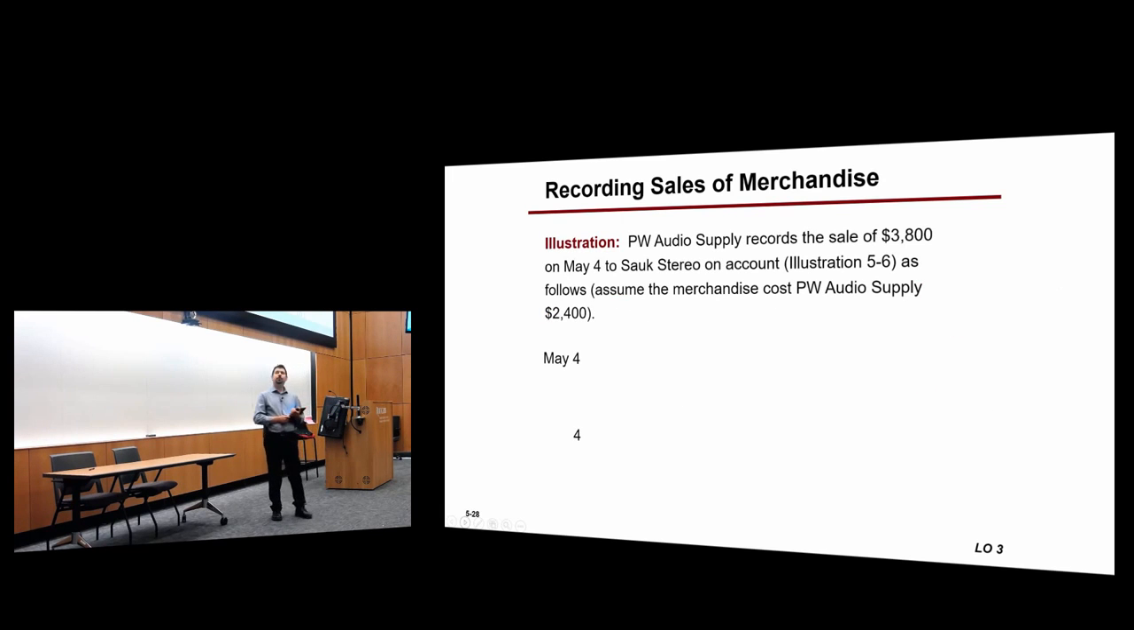Let's look at the example that we had here. So PW Supply records the sale of $3,800. Remember, they sold $3,800 worth of products on May 4th. And let's assume here that the cost of the merchandise was $2,400. So the cost of the inventory was $2,400. They sold it for $3,800. What's the journal entry that we have to enter here? We have to make two journal entries. The first one is to recognize the sale. How do you recognize the sale? Yes.